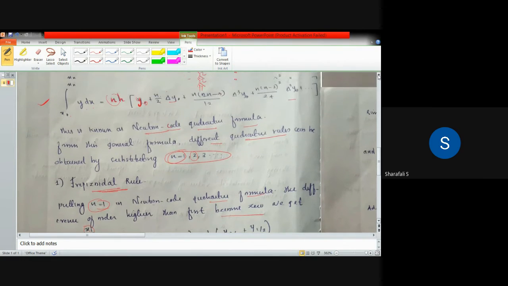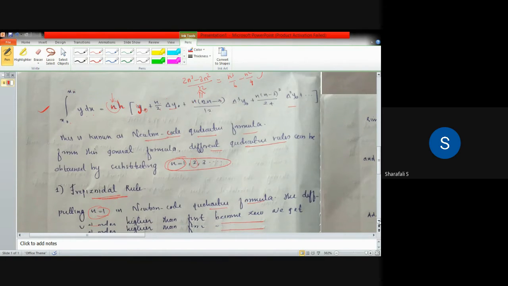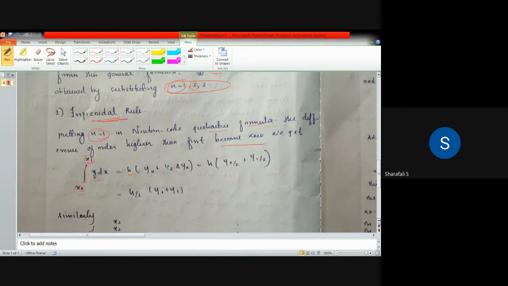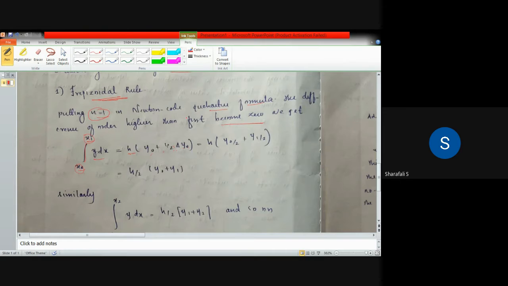So that you can get from here also, and if you substitute n equal to 1, then you will get the same expression. Or you can directly take it from the previous example, I mean the first one. Okay. So this is h into y0 plus half into delta y0.